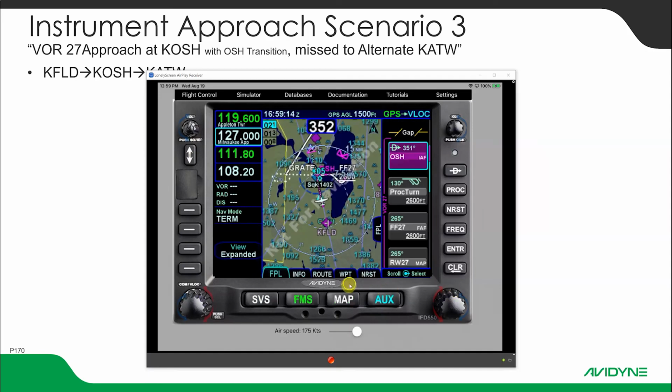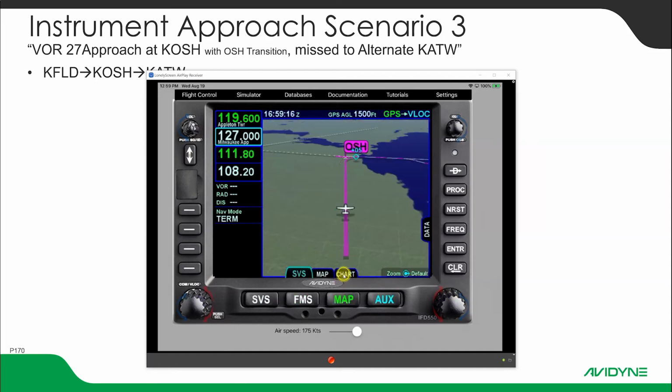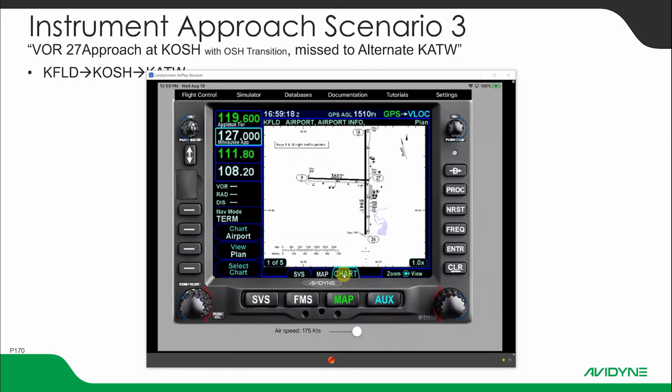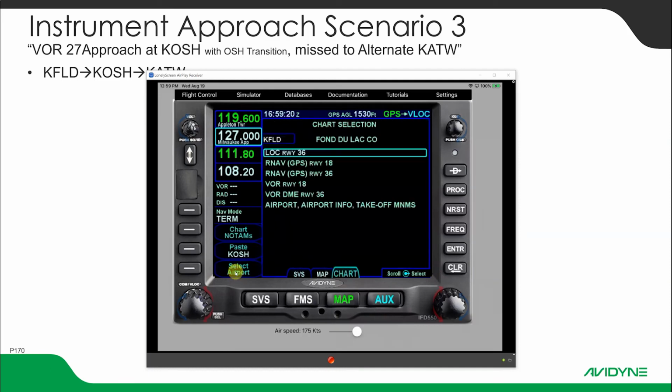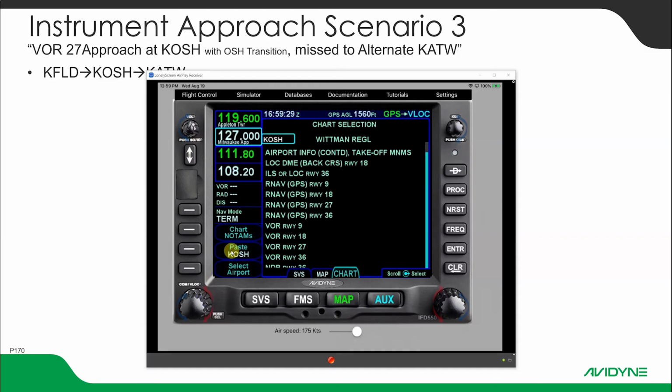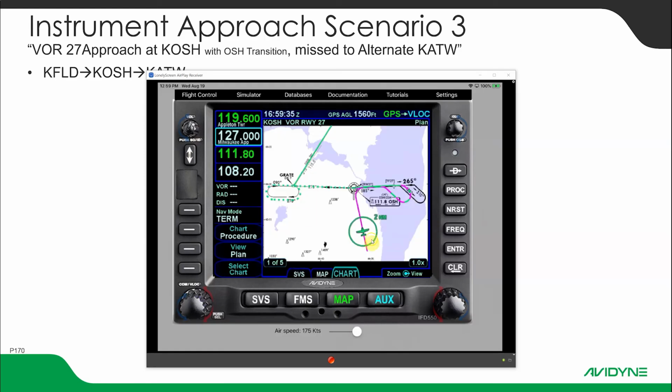If we go over to the chart, map, chart, let's load this chart, select chart, and we'll paste in Oshkosh, because right now it's still Fond du Lac, which was our departure. And we're doing the VOR-27. I can see it. I can either scroll down or just reach up and touch that. And look, you can see there's our approach.